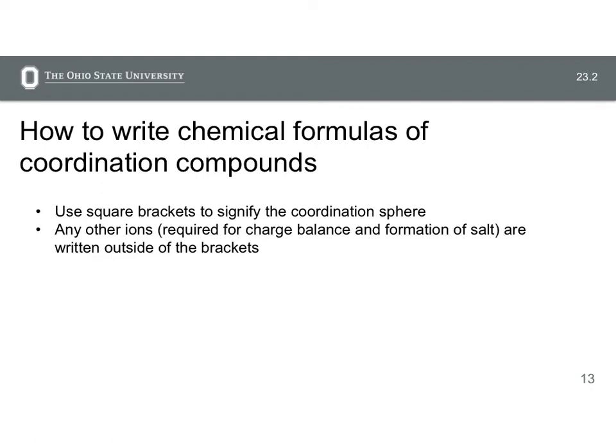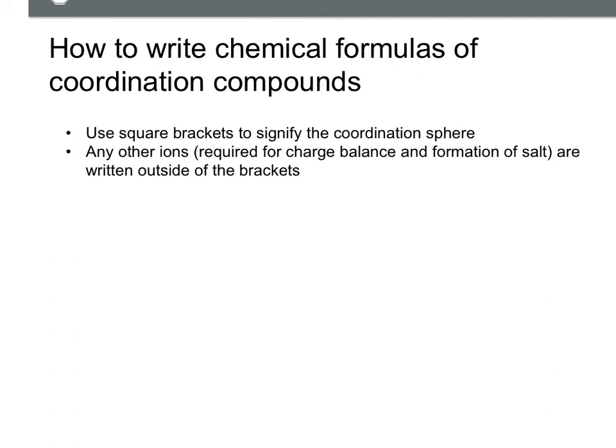So we've seen a little bit with our formation constants of complex ions how to write chemical formulas of coordination compounds. And so we are going to use square brackets, as we've been doing, to signify the coordination sphere. Okay, so the coordination sphere are the atoms and ligands that are directly bonded to the central atom.